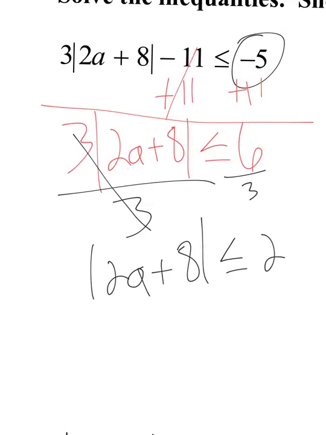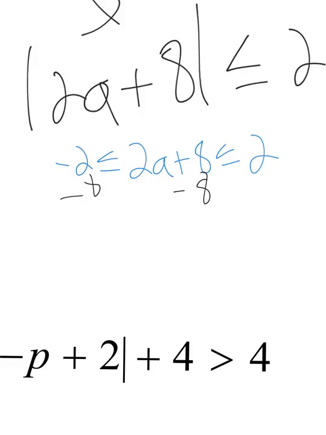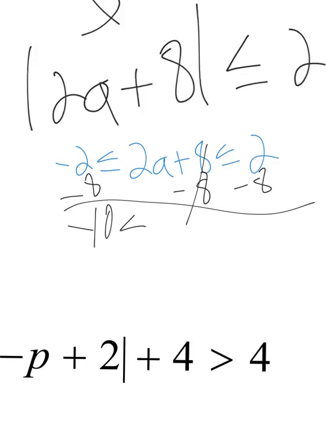Once you get it down to the absolute value is less than, greater than, whatever, a number, now make your two-sided equation. Rather than create two equations, let's make a two-sided equation here. So I'm going to say negative 2 less than or equal to 2a plus 8 less than or equal to 2. So there's my two-sided equation. Take whatever is over on the right side, throw it on the left, just make it negative. Now, I can minus 8 to each end, and I'm going to get negative 10 less than or equal to 2a less than or equal to negative 6.